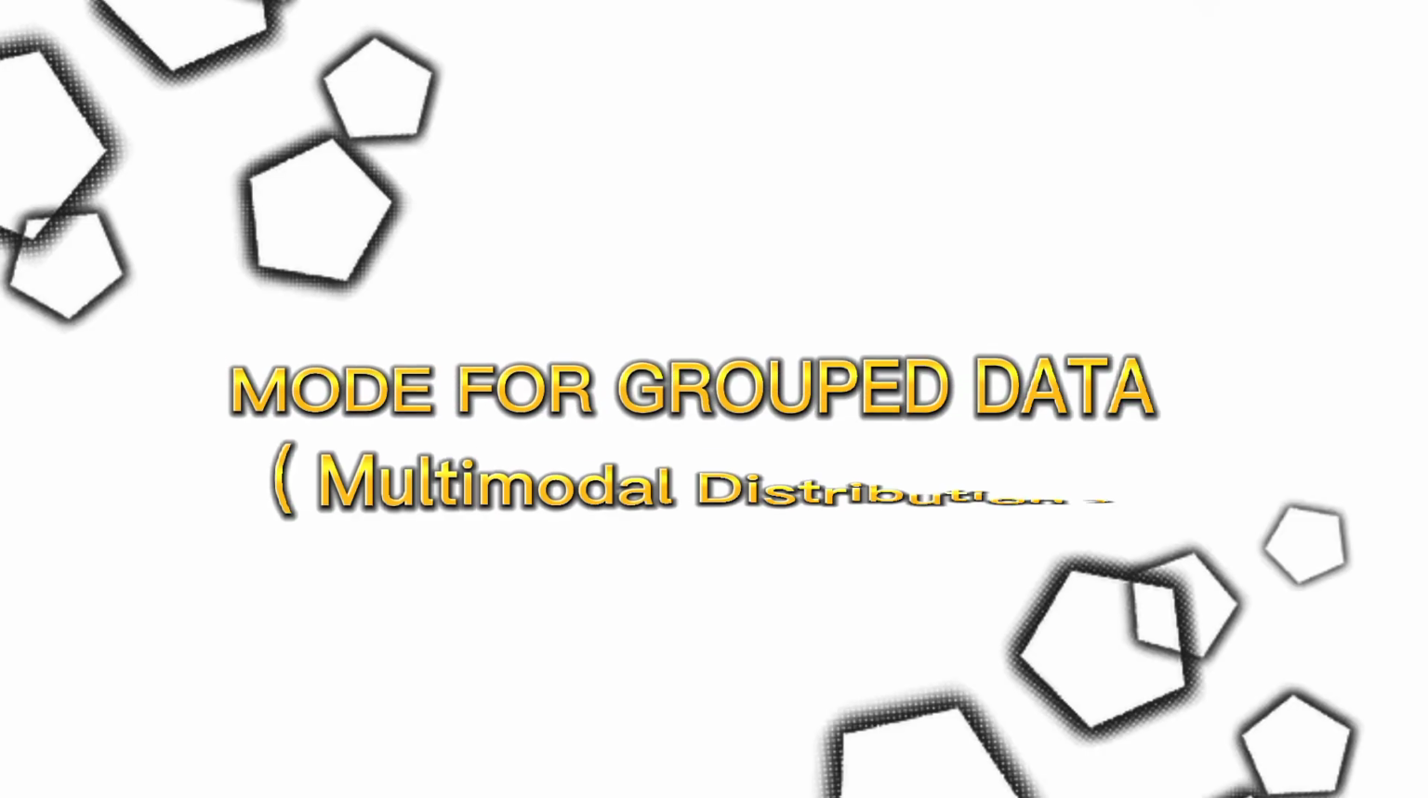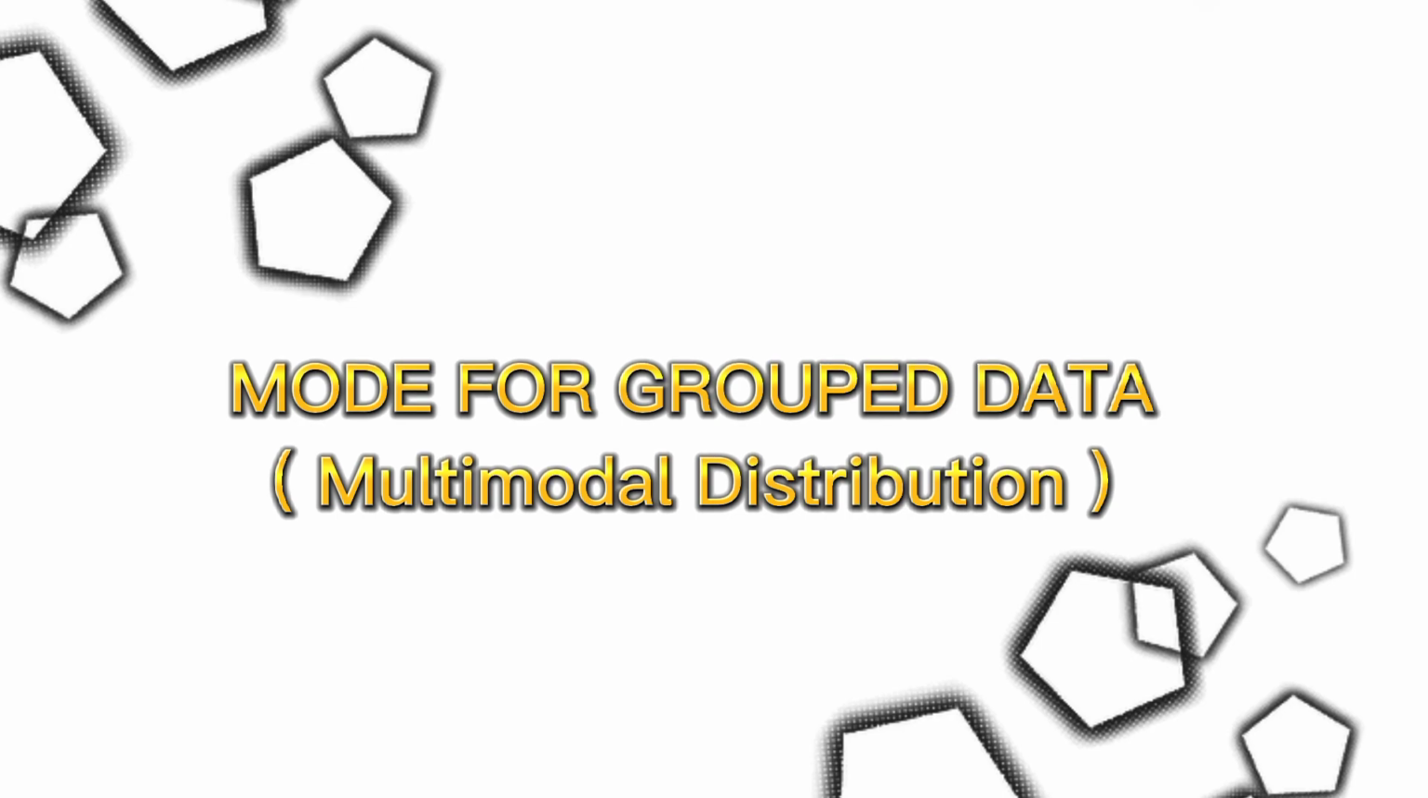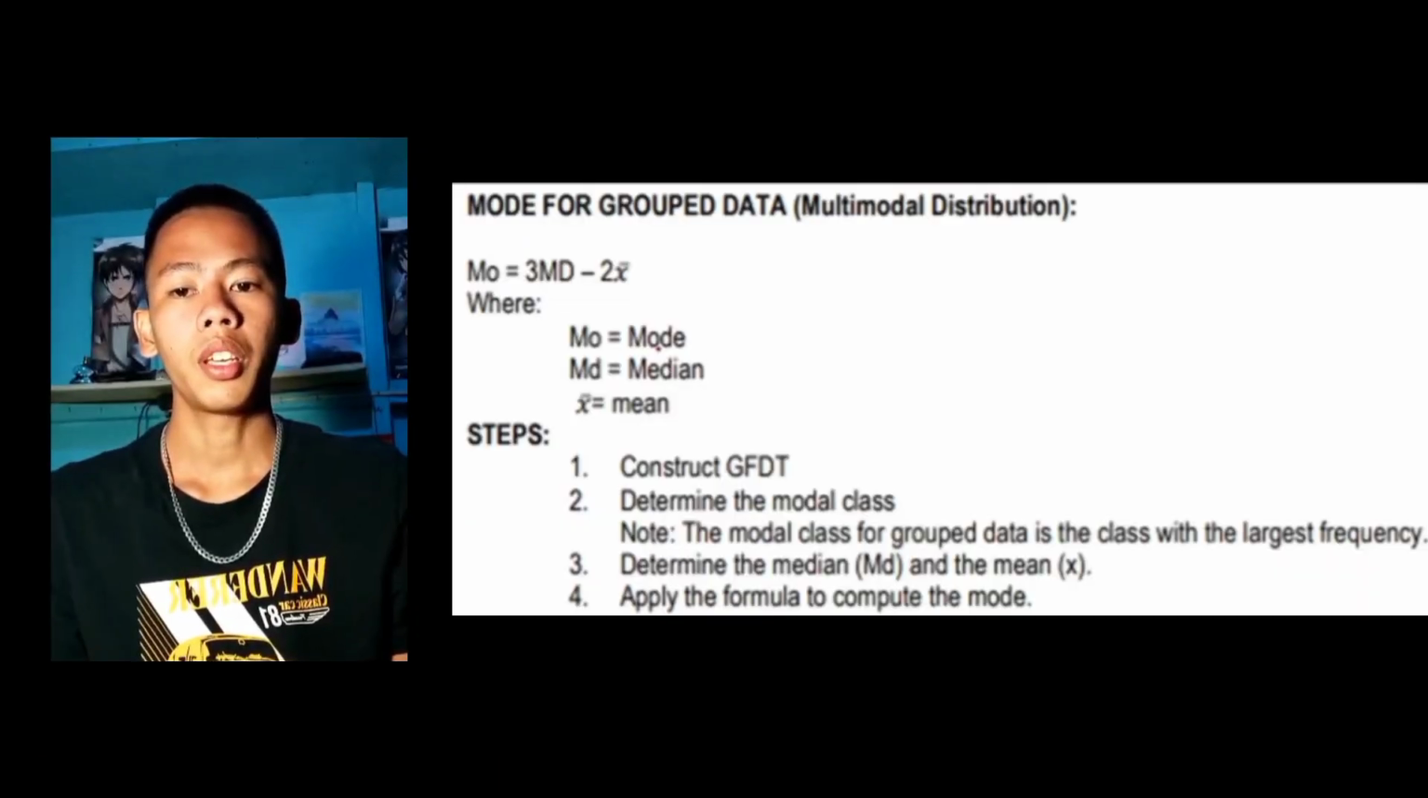How about mode for grouped data in multimodal distribution? Watch this. The formula for multimodal distribution to get the mode for grouped data is MO is equal to 3MD minus 2X bar, where MO is the mode, MD is the median, and X bar is the mean.